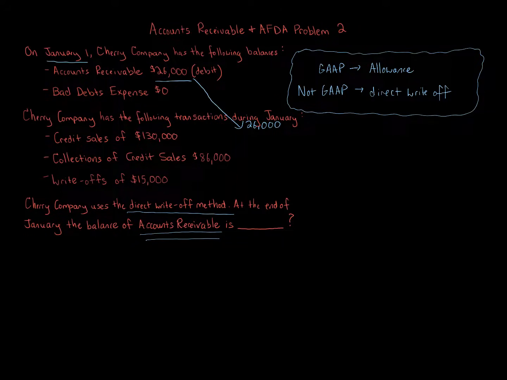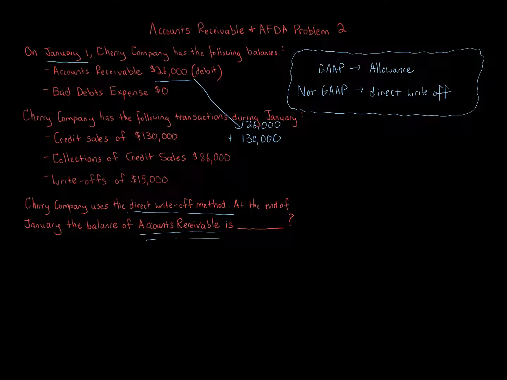If you're asked what is the balance of an asset, a liability, or a stockholders' equity or owner's equity account, start with the beginning balance and adjust. So how are credit sales going to affect accounts receivable? Think about it. Credit sales are going to increase accounts receivable because when a business performs on credit, that means they are going to be paid in the future by their customers. So we increase accounts receivable by this $130,000. Next, collections of credit sales. This means that the company is collecting from the customers what they're owed. So accounts receivable will be going down by that amount.